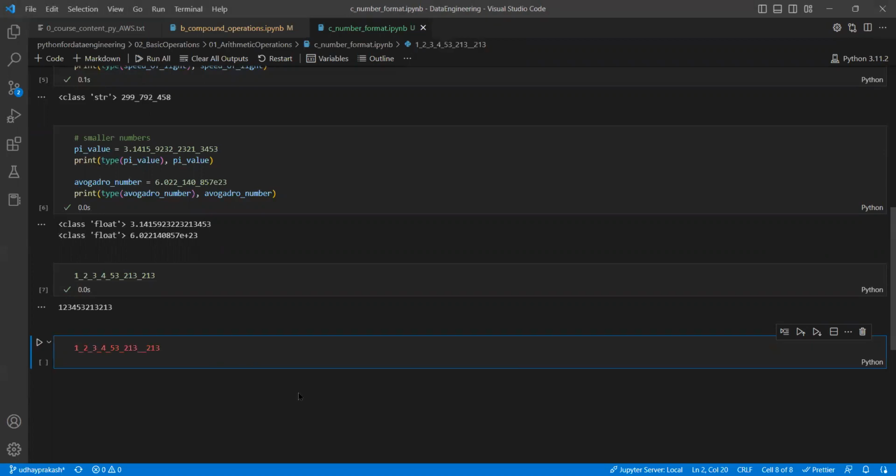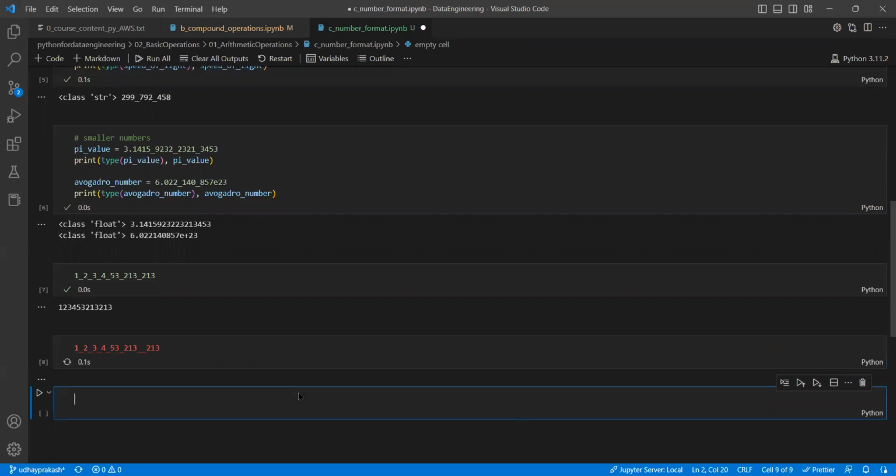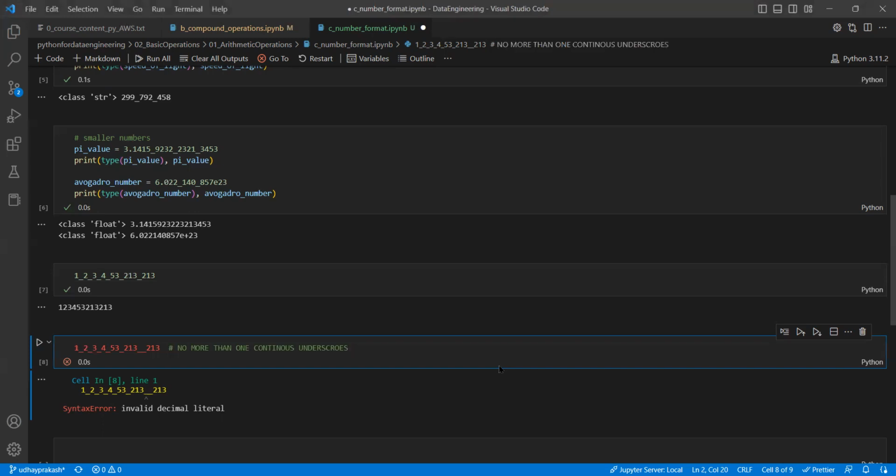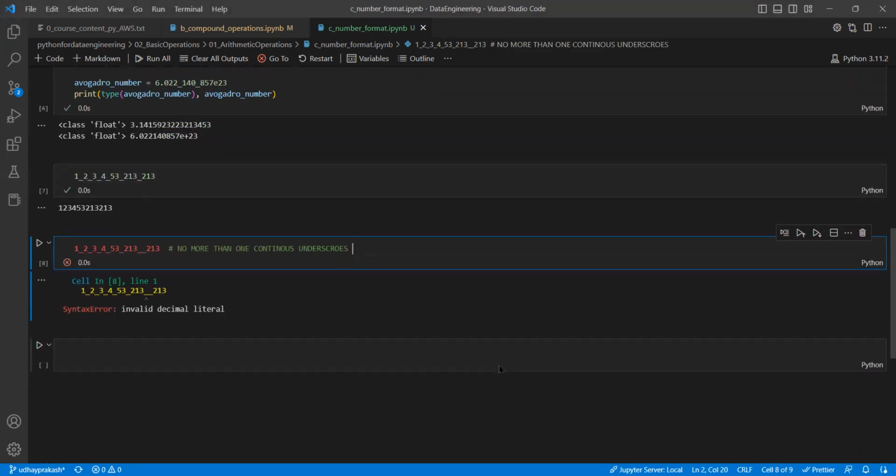Similarly, if I do it like this, will it execute? It won't execute because there were two underscores. Did you see? Between every digit, at max you can have only one underscore. You cannot have more than one underscore. Hope it's clear. No more than one underscore.